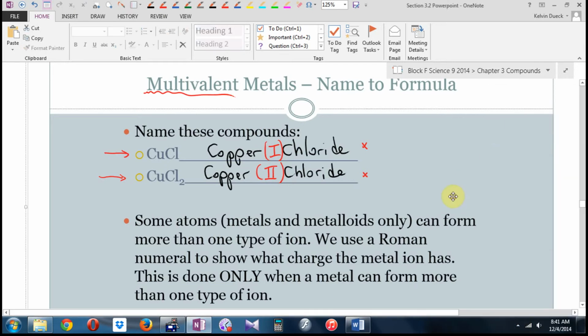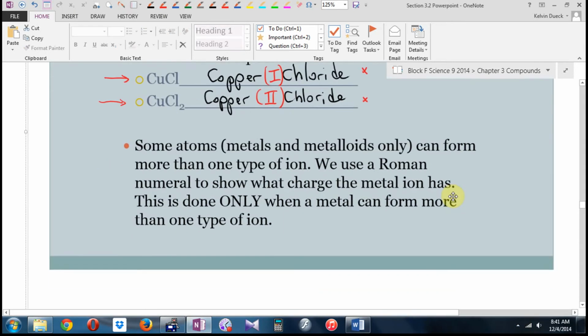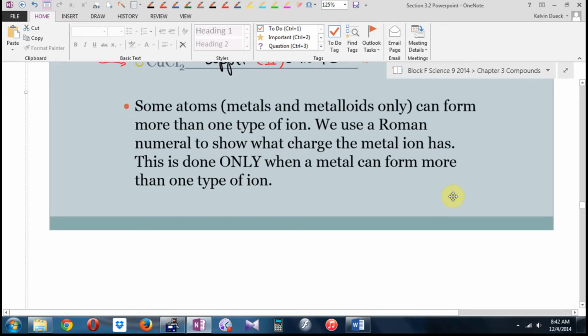So this is where it's going to get trickier. This is done only when a metal can form more than one type of ion. That part is easy to tell. Any of the ones near the middle that have more than one ion charge, those are the multivalents, and it's tougher.